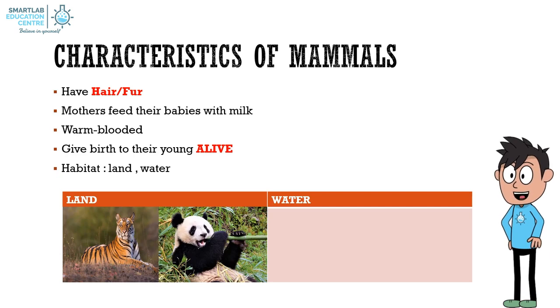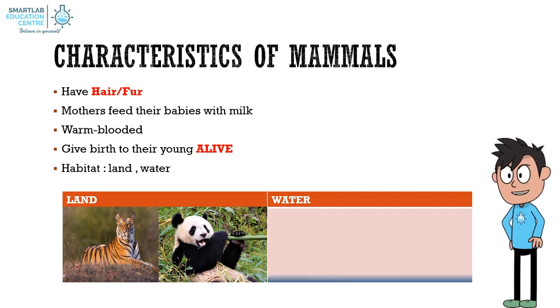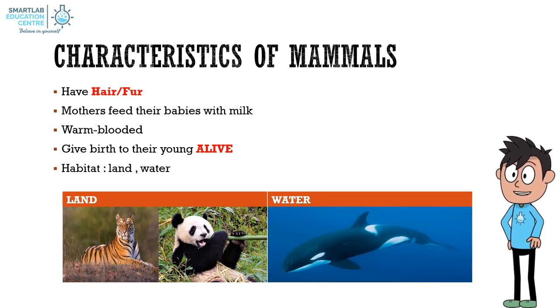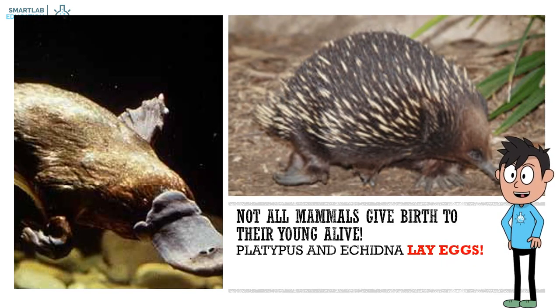Examples of those that live on land are tigers and pandas. Examples of those that live in the sea are dolphins and whales. However, not all mammals give birth to their young alive. Such animals are the platypus and echidna.